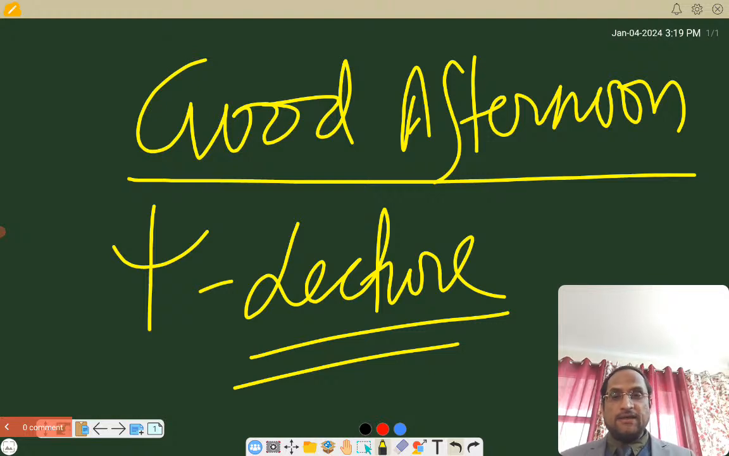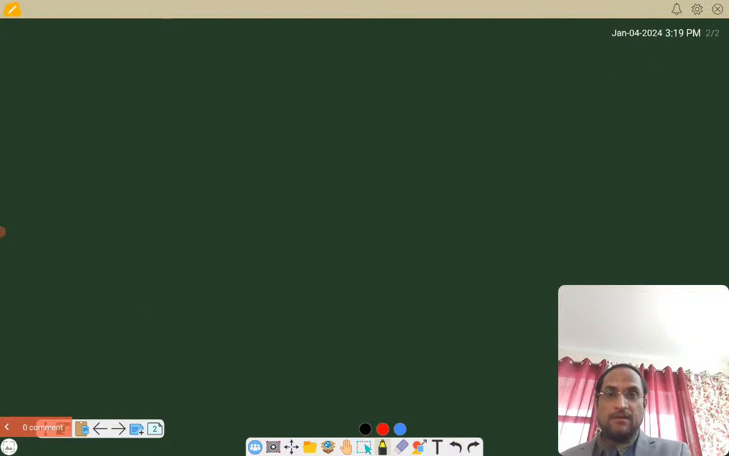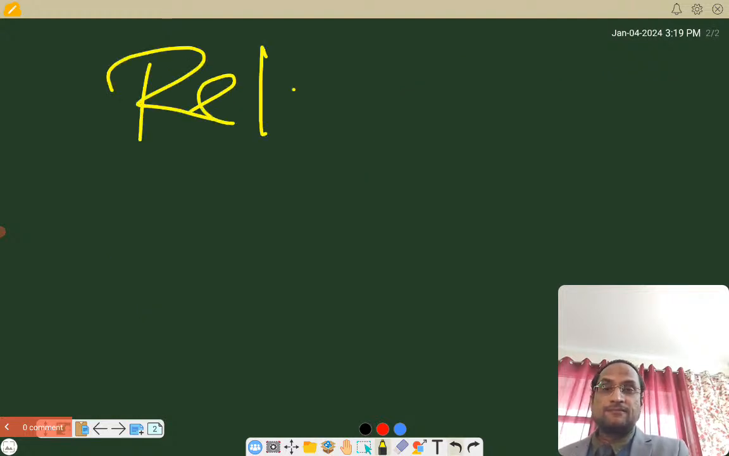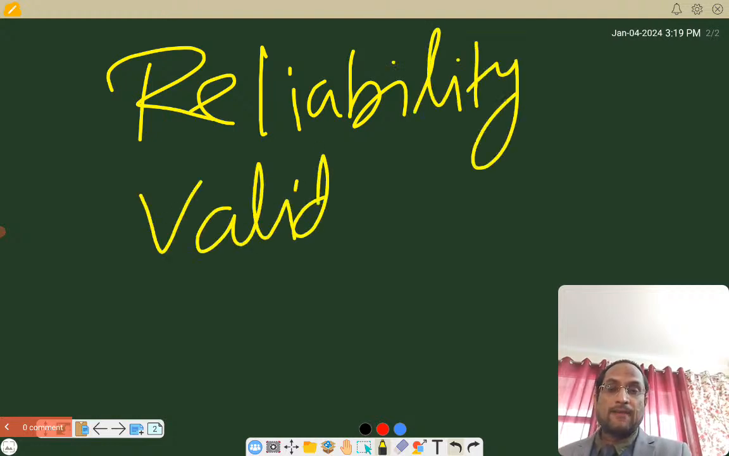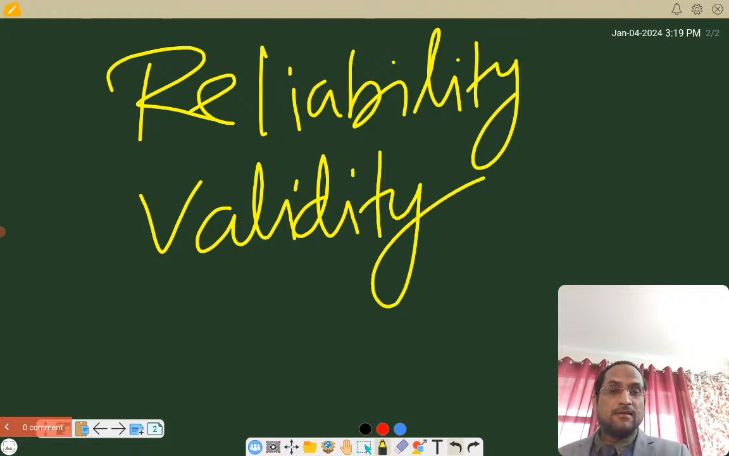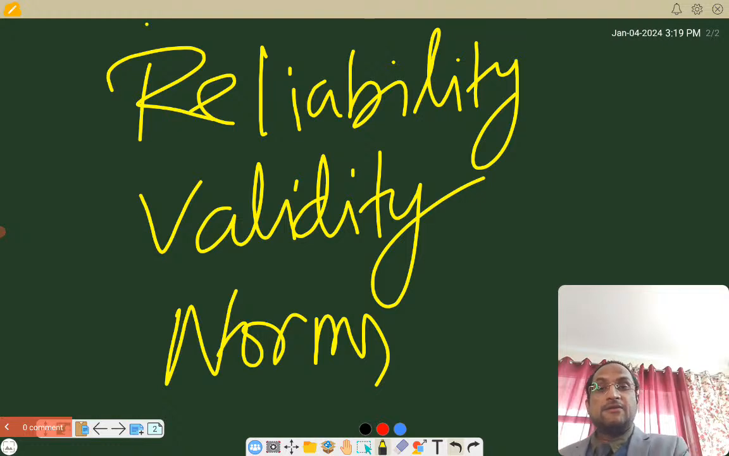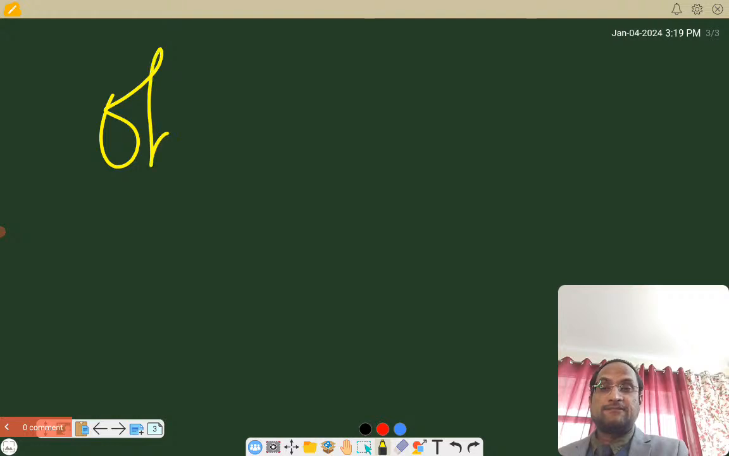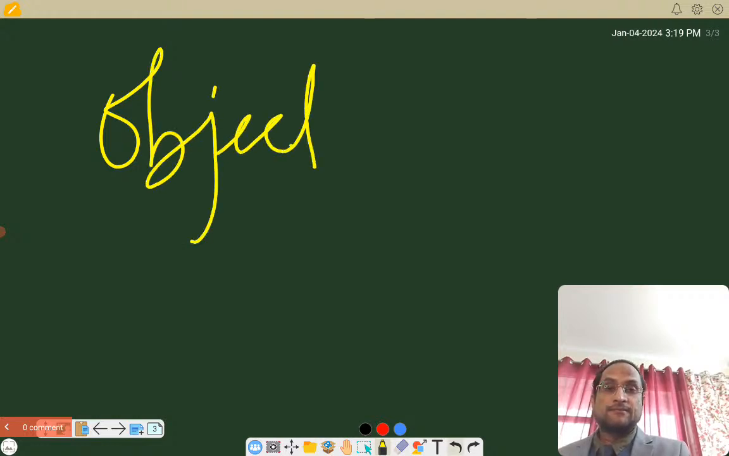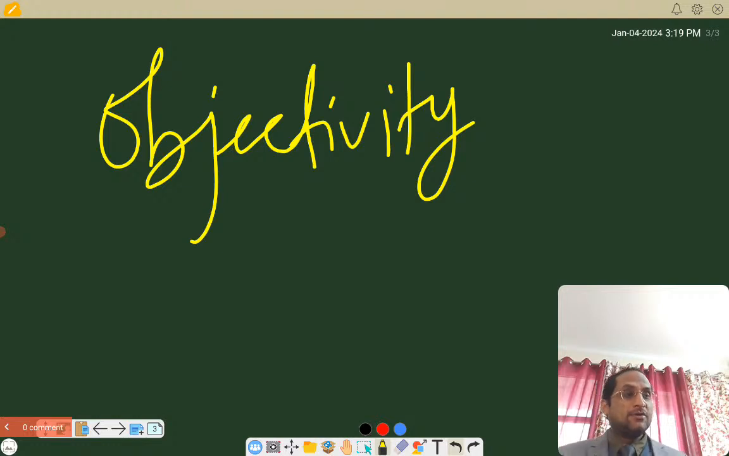What we were doing earlier were these things: reliability, validity, norms. And if we connect all these to another factor which is called objectivity, then it becomes your standardized psychological test.